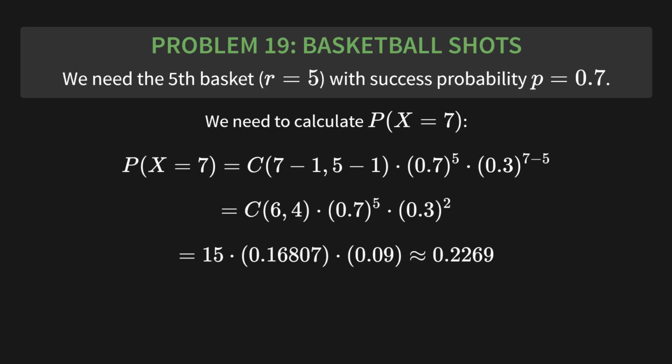6 choose 4 is 15. 0.7 to the fifth is about 0.168, and 0.3 squared is 0.09. Multiply those all together, and you get approximately 0.2269. The result? 22.69%.